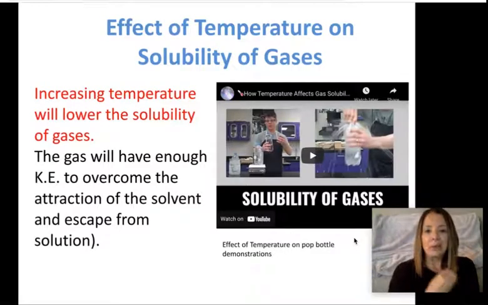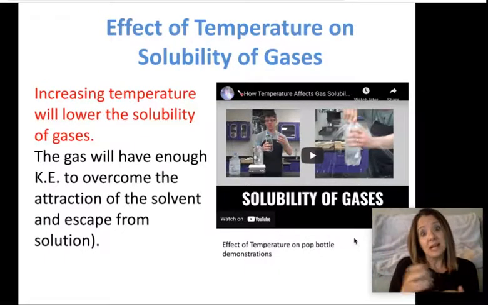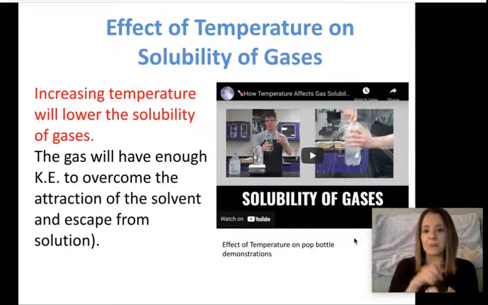So when we talk about gases, if we heat gases up, just as we do solids and liquids, we've given them so much kinetic energy that they will now have the ability to escape the liquid. And so, what that does is it causes less of the gas to stay dissolved. Here's a cool demo. Let's take a look.